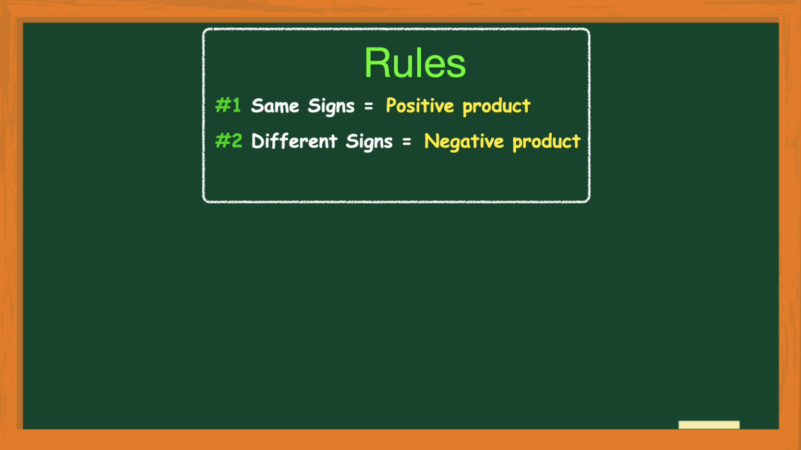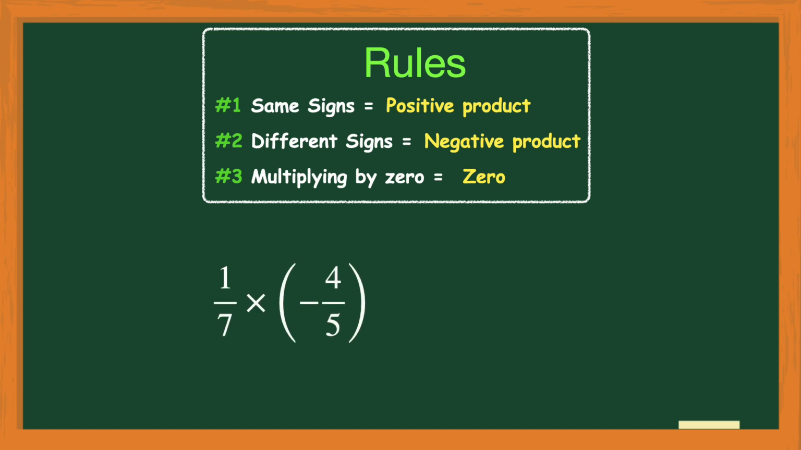And the last rule, rule number 3. If one value or term is 0, then that means that we are multiplying by 0. And as you probably already know, any fraction or number multiplied to 0 will always be 0. So now we are ready to multiply positive 1/7 times negative 4/5.